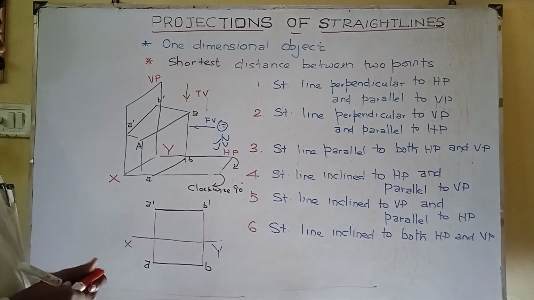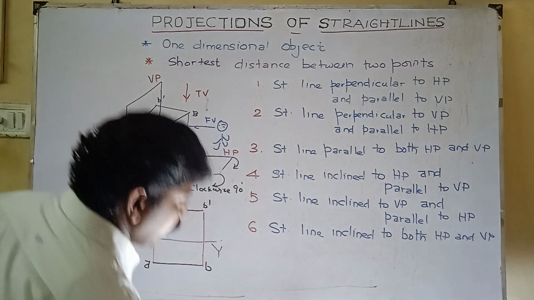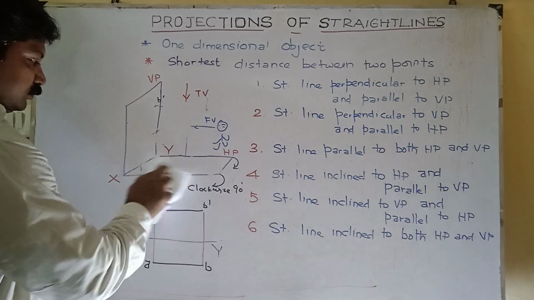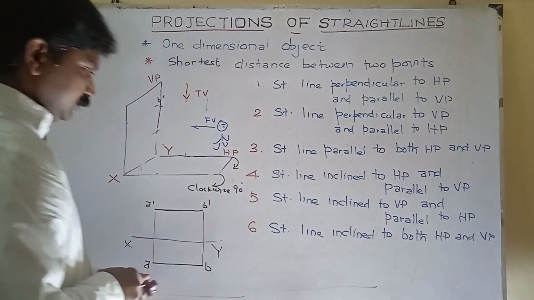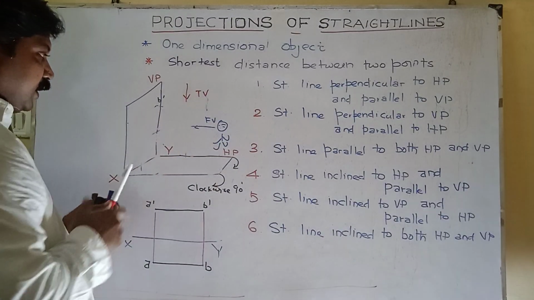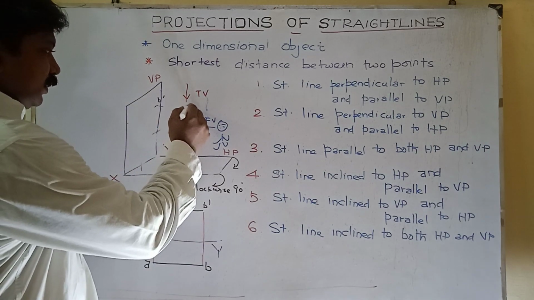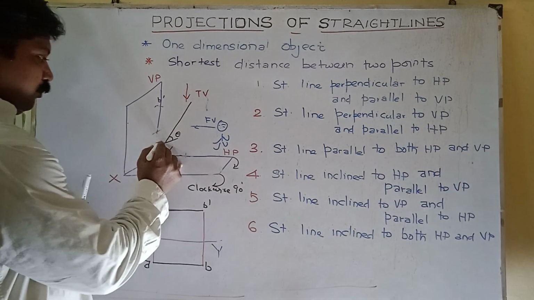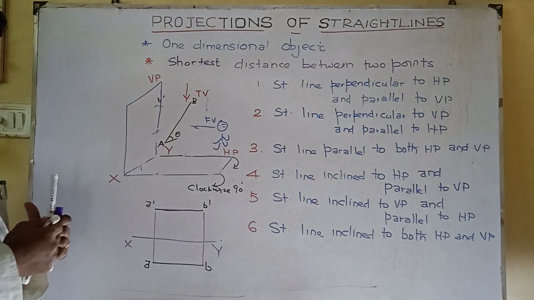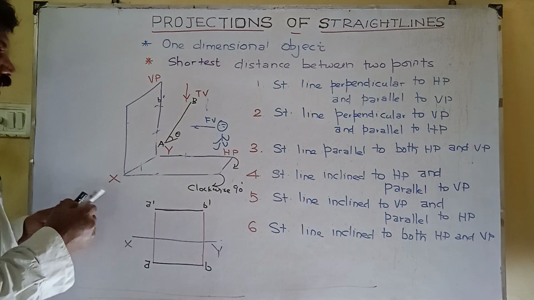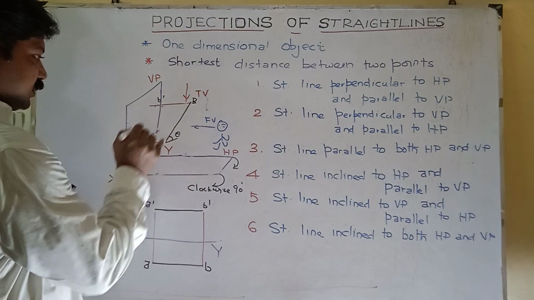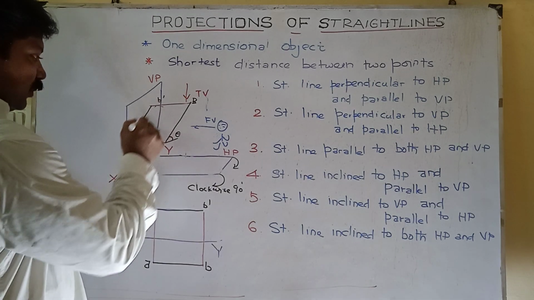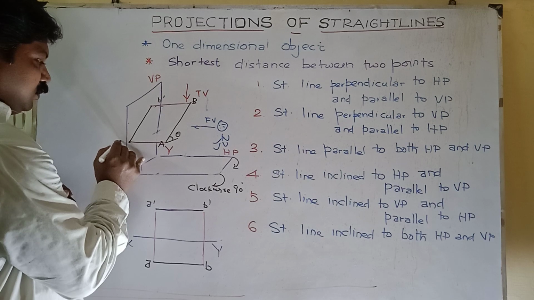Next, fourth one, straight line inclined to HP and parallel to VP. Inclined to HP, inclination theta. So AB, straight line AB. So front view as a straight line, an inclined straight line. Top view as a straight line. Front view as an inclined straight line, that is equal to true length.